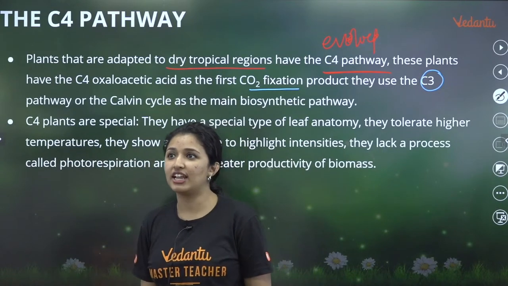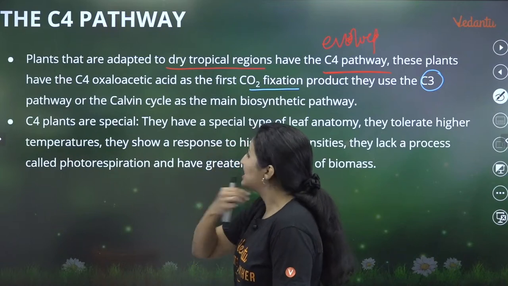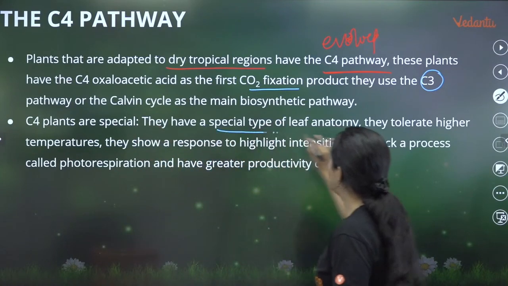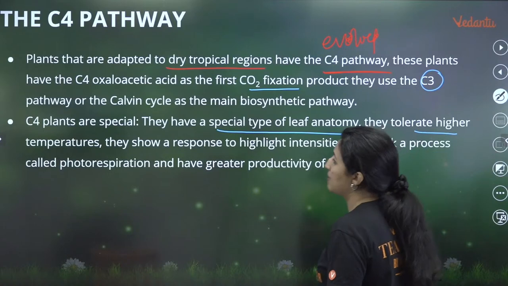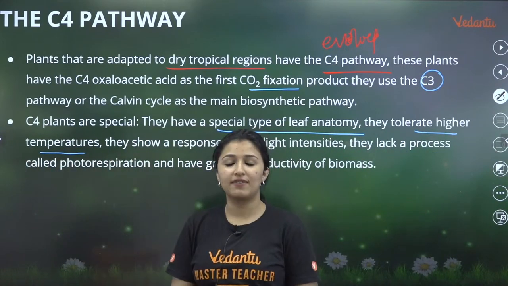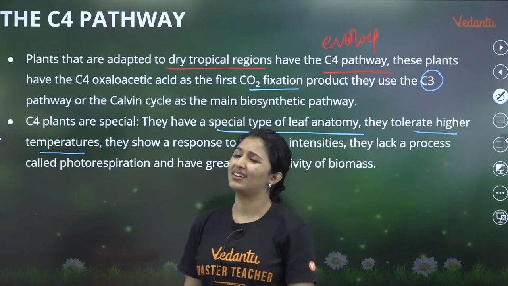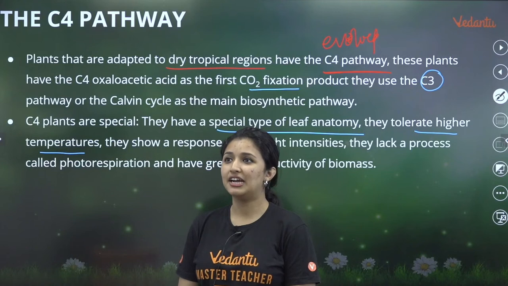Which jail? I'll tell you which jail. C4 plants are special. They have a special type of leaf anatomy. They tolerate higher temperatures. They don't mind temperature also because they have a jail. It will protect everybody inside the jail, so even with high temperature, they're like, it's okay, it won't reach the jail.